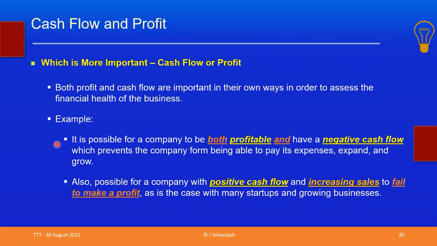For example, it is possible for a company to be both profitable and have a negative cash flow, and that's what I said just now. That prevents the company from being able to pay the expenses, expand, and grow. It's also possible for a company with a positive cash flow and increasing sales to fail to make a profit. Why? You're having too many expenses. Many startups and growing businesses fail along the way. So it's possible to have a positive cash flow, yet you fail. One alone is not enough to assess the health of a business totally. That's what I mentioned the first time, early morning.